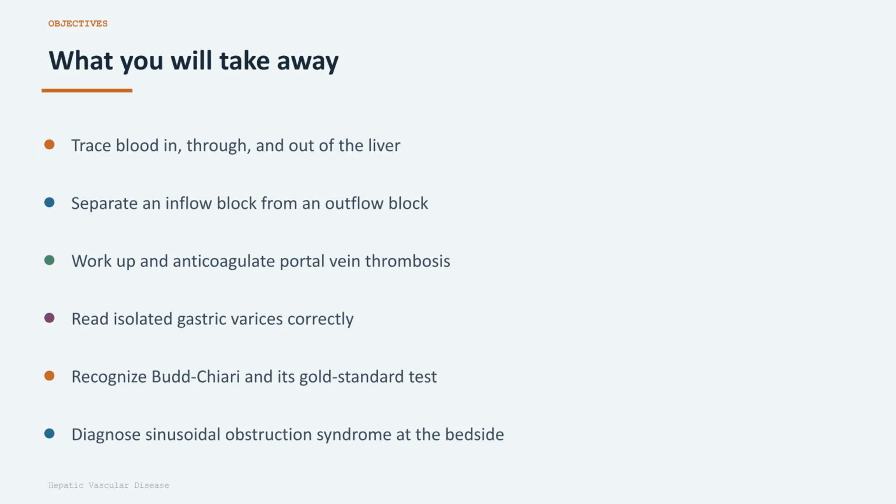Then we run 4 cases: portal vein thrombosis, and how to work it up and anticoagulate it; splenic vein thrombosis and its one unmistakable clue; Budd-Chiari syndrome and its gold standard test; and sinusoidal obstruction syndrome, a diagnosis you make at the bedside. Let us start with the plumbing.